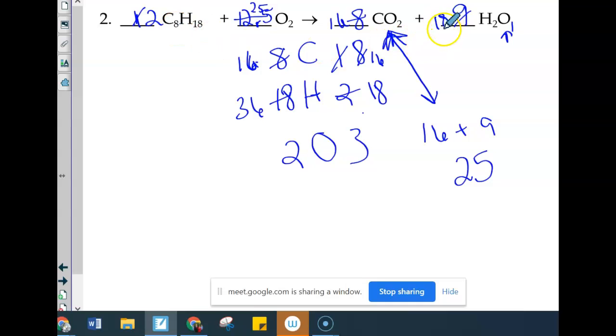And then on the left-hand side, let me try that again. On the left, it's 2 times 18, which is 36. On the right, it's 18 times 2, which is 36. And then oxygens, we've got 25 times 2 on the left, which is 50. And on the right, we got 16 times 2, which is 32, and 18 times 1, which is 18. So 32 plus 18 gets me to 50, and we now know it's balanced as a 2, 25, 16, 18.